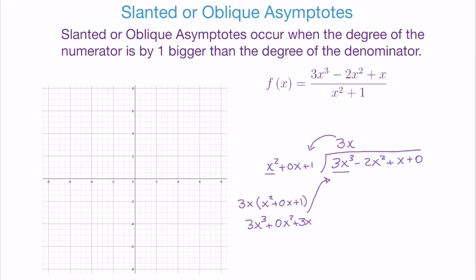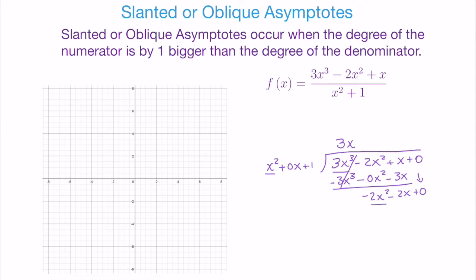For that, I'm going to change signs. So 3x cubed, we're going to subtract it, so this is negative 3x cubed. 0x squared, we do negative 0x squared. Positive 3x, we do negative 3x. And then we add, of course, the first cancel. Negative 2 minus 0 is negative 2x squared. 1 minus 3 is negative 2x. And we lower down the 0 and do the exact same thing.